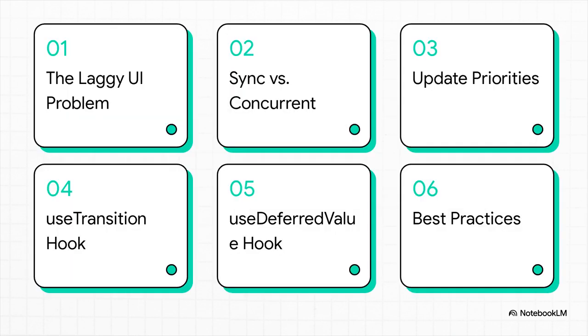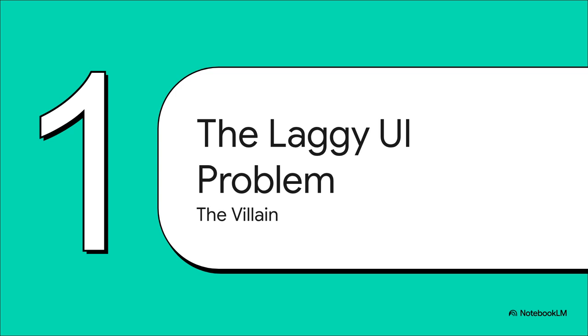Okay, so here's our game plan. First, we'll really dig into why UIs get laggy. Then we'll talk about the difference between synchronous and concurrent rendering. We'll get into this idea of urgent versus non-urgent updates, and then we'll get hands-on with the useTransition and useDeferredValue hooks. And finally, we'll wrap it all up with some key takeaways and best practices. All right, let's jump right in.